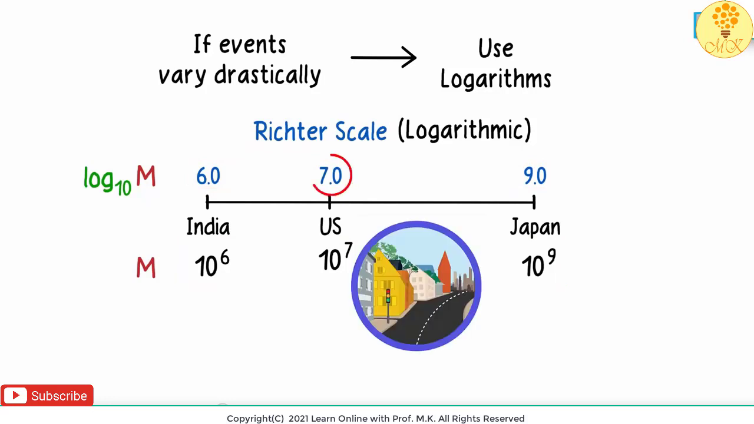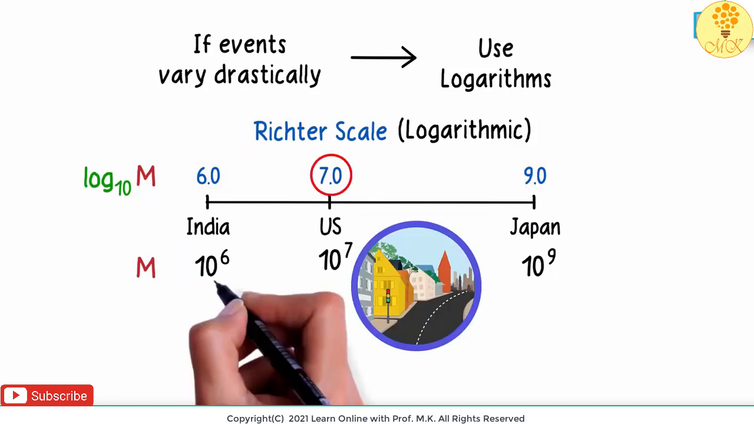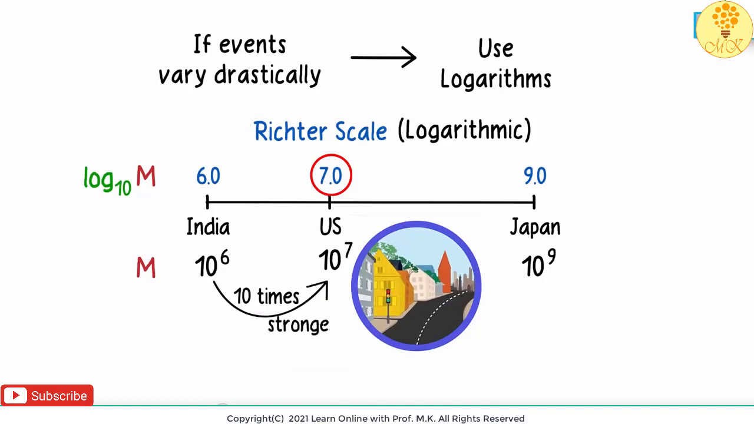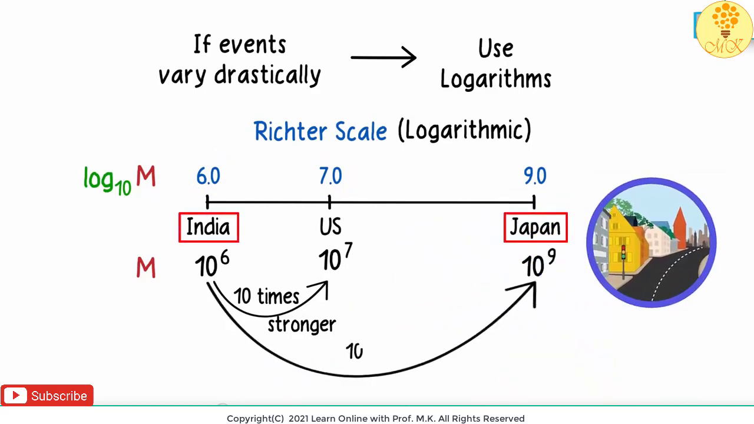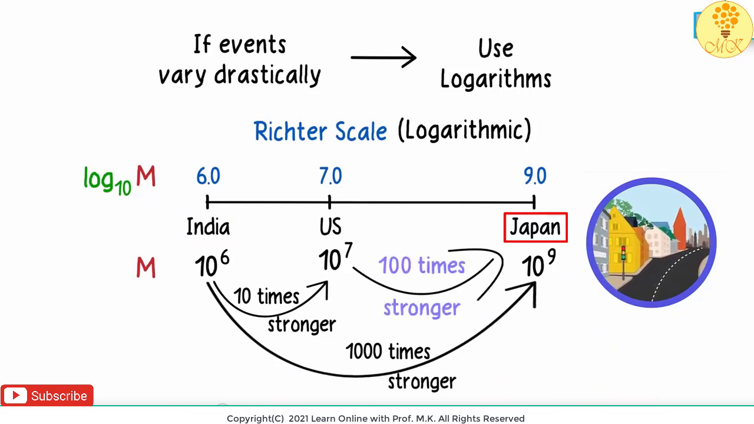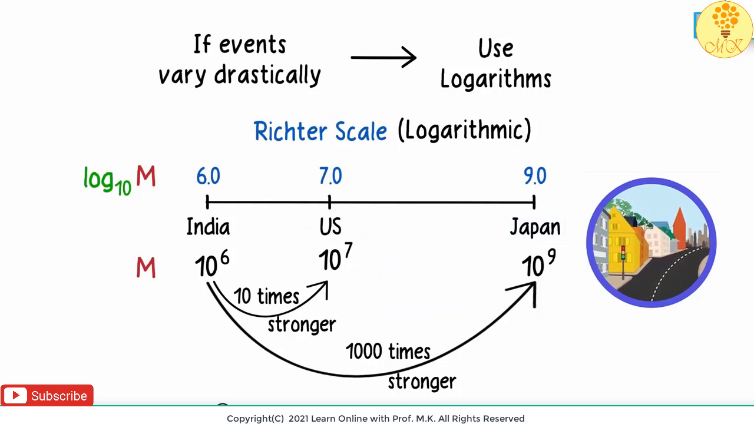So an earthquake measuring 7.0 on the Richter scale is actually 10 times stronger than the one that measured 6.0. So while the difference between 6 and 7 might seem small, it's not really like that. And how strong was the Japan earthquake as compared to the one in India? It was 1,000 times stronger than the one in India. And it was 100 times stronger than the one that occurred in the US. That's how logarithms are used to measure earthquakes.